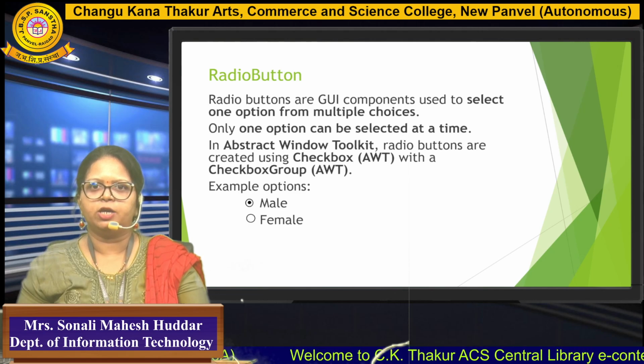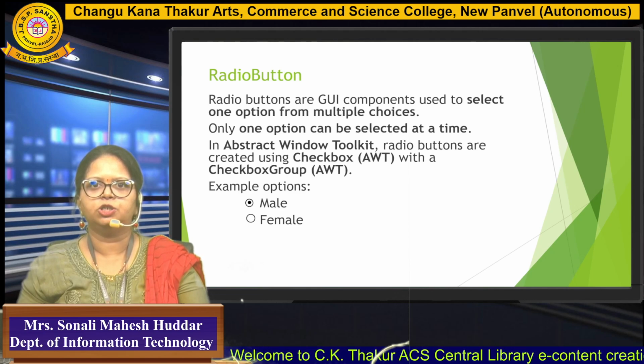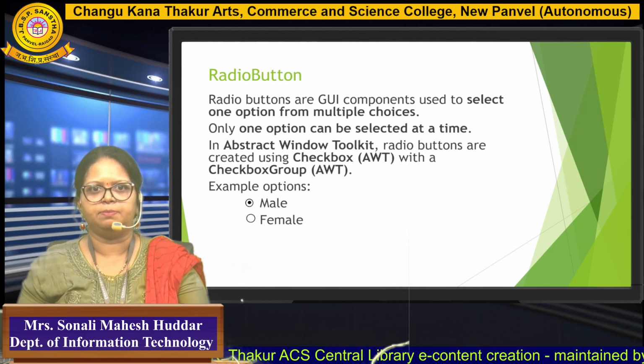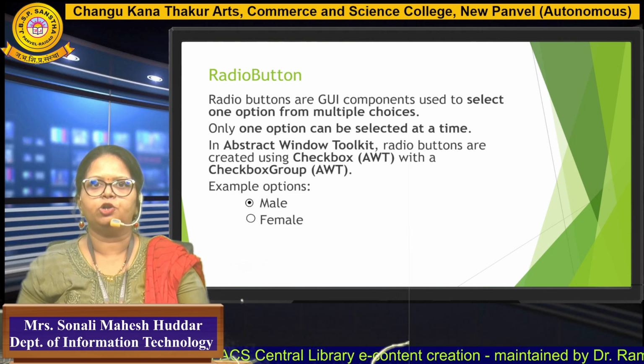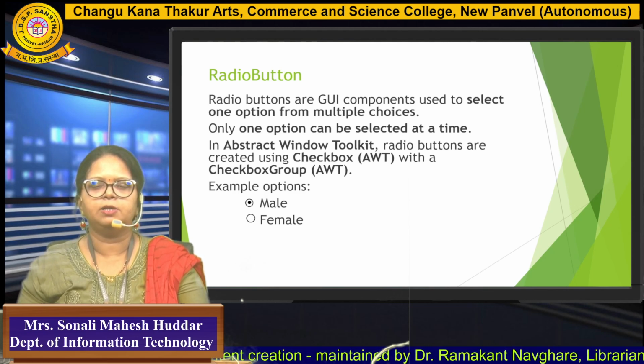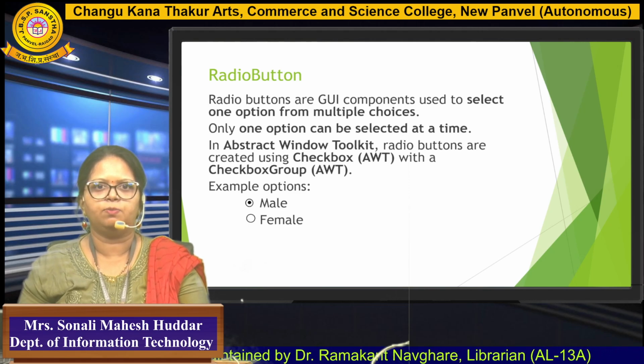Radio buttons are GUI components used to select one option from multiple choices. Only one option can be selected at a time. In Abstract Window Toolkit, radio buttons are created using Checkbox AWT with a CheckboxGroup AWT. Examples are nothing but male and female. So either one option only is selected with the help of this.